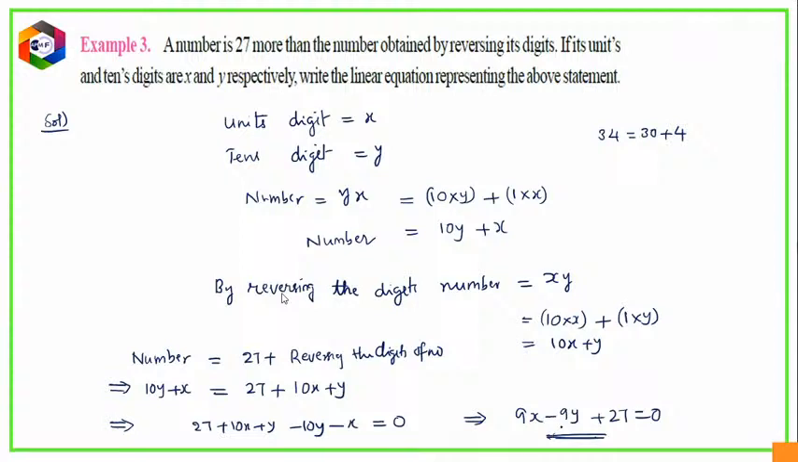So finally, upon taking 9 common, you will get x minus y plus 3. 9 threes are 27. So the final simplified equation will be x minus y plus 3 equals 0. Is it clear, children? Compared with the previous two, that is a little complicated one. I think it is clear.